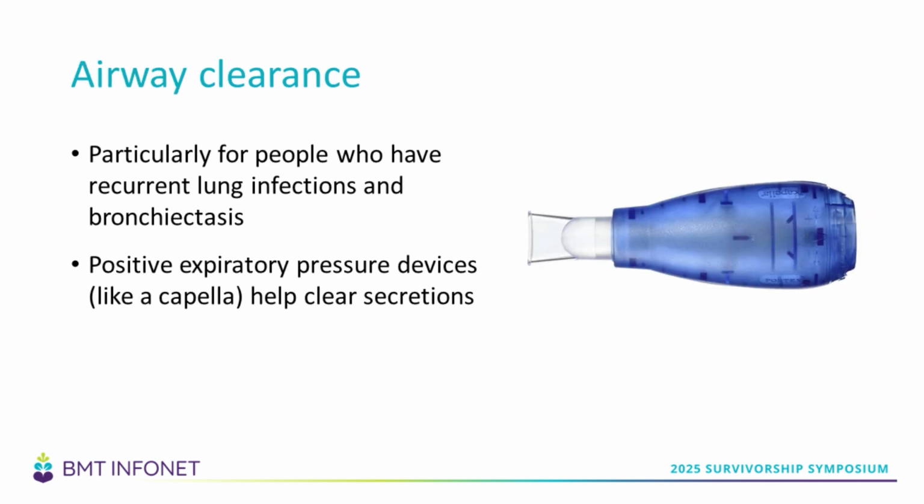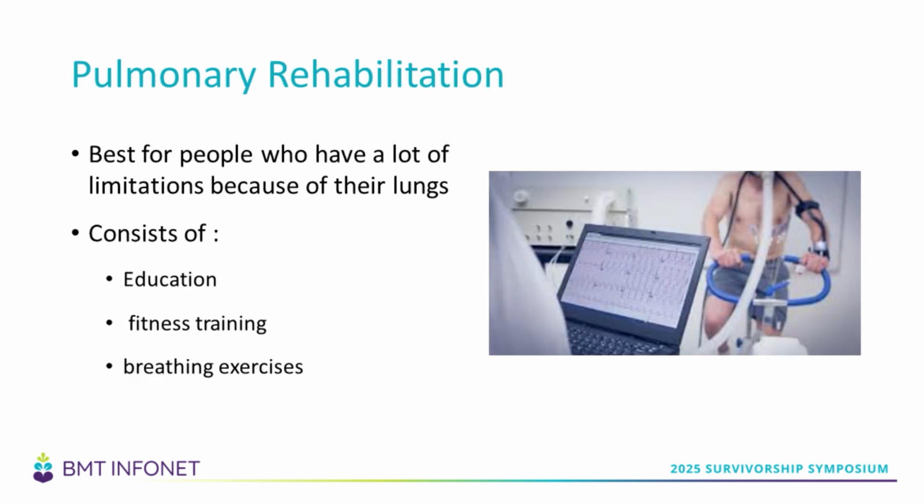Airway clearance is important for people who have a chronic cough, and this doesn't happen to everybody, but some people have chronic cough that's productive because their airways are distorted. And so things like positive expiratory pressure devices, such as this Acapella device, can help clear secretions and improve these symptoms.